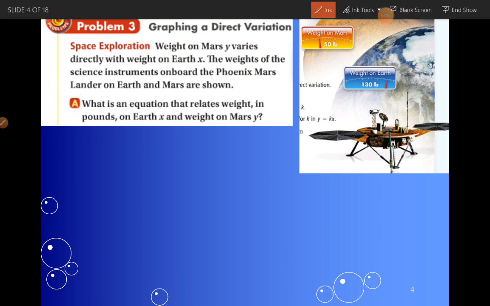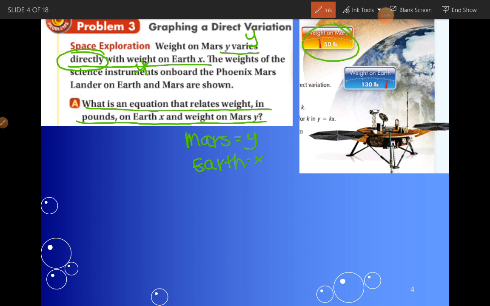This is a key feature with word problems. Right here it says the weight on Mars, y, varies directly with the weight on Earth. When we do these, you want to circle the word directly. Whatever comes before it is going to be the y. Whatever comes after it is going to be the x. So that means Mars is y and Earth is x. We're going to write an equation that relates the weight in pounds on Earth and on Mars. So we have some information over here.